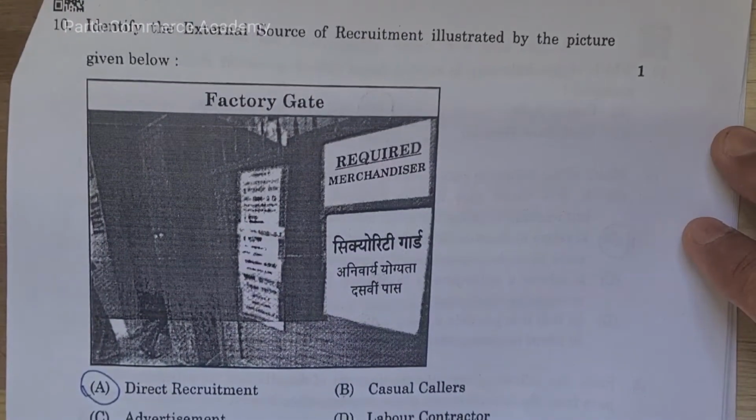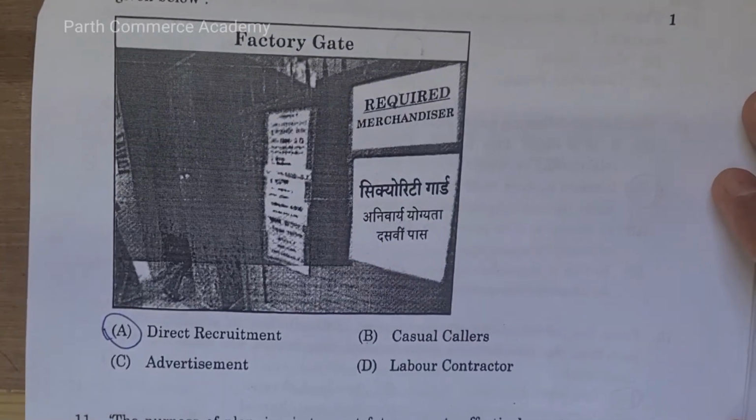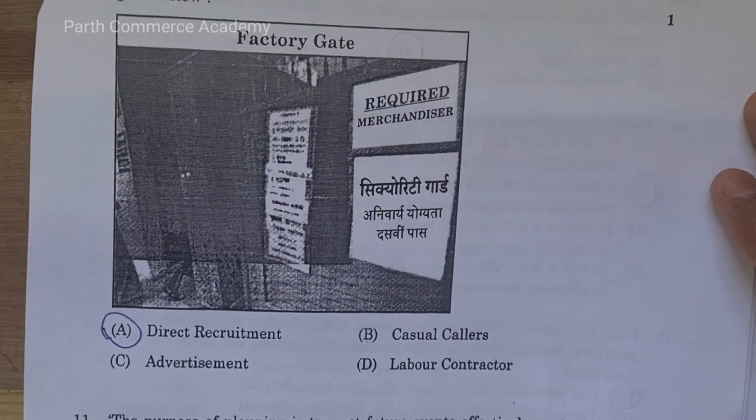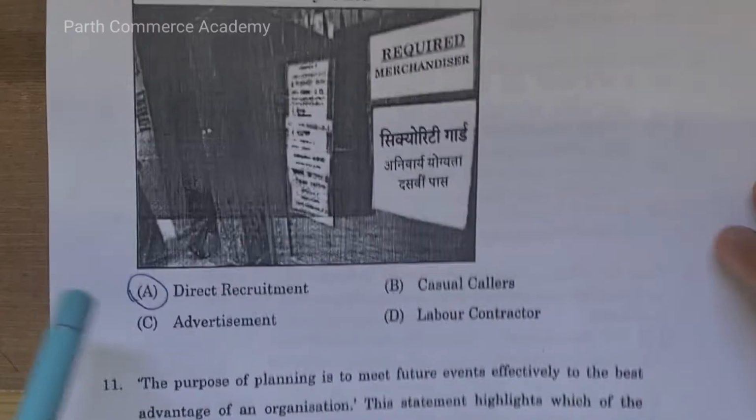Next is question number 10. One very interesting picture is there: a factory gate and a requirement for merchandisers and security guards. So it is an example of direct recruitment.